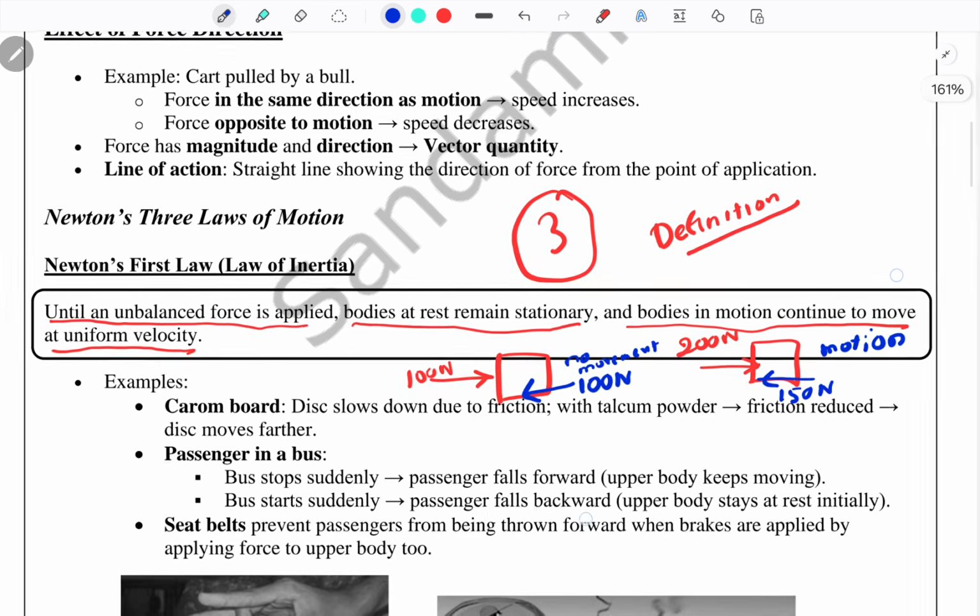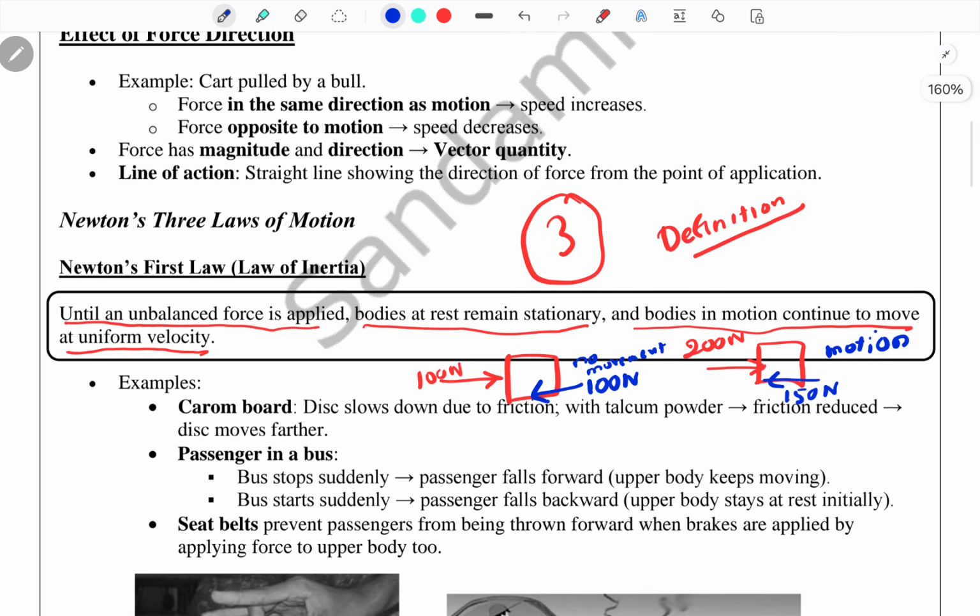Now think from this and understand this statement. Here, this is a balanced force, right? 100 giving and friction is also 100, balanced, right? But in here, unbalanced.